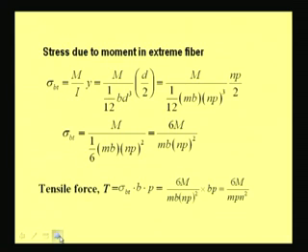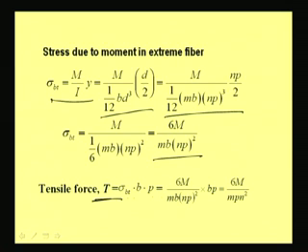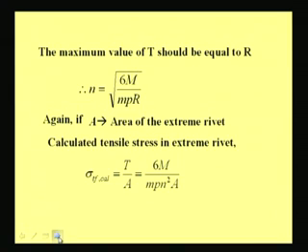So, this is how we have calculated sigma Bt is equal to M by I into Y. Sigma Bt is basically the stress due to moment in the extreme fiber, and after calculation we get this, and the tensile force T finally becomes 6M by MPN square. Now, from this we can find out N, the number of rivets in one line. That can be found as root over 6M by MPR, right. So, using the maximum value as equal to the rivet value, we can find N is equal to 6M by MPR.